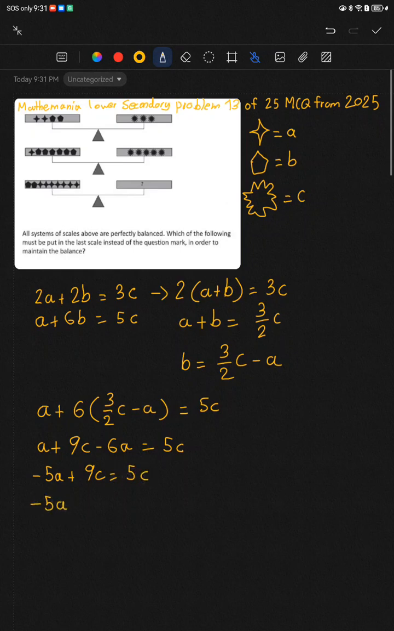Negative 5A, sorry, this should be negative 5A. We move 9C to both sides, so this becomes 5C minus 9C, or negative 5A is equal to negative 4C, as 5 minus 9 is negative 4. We get rid of the negative, as both sides have negative, by multiplying both sides by minus 1, to get 5A equals 4C, or A is 4 over 5 of C.